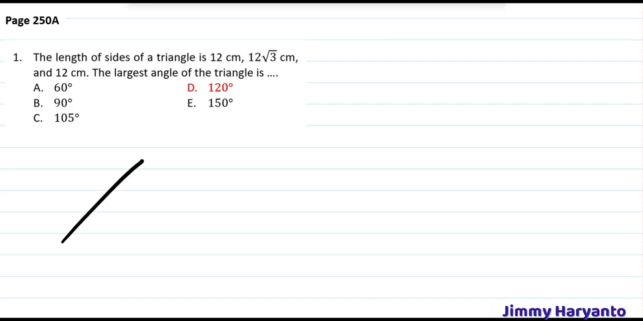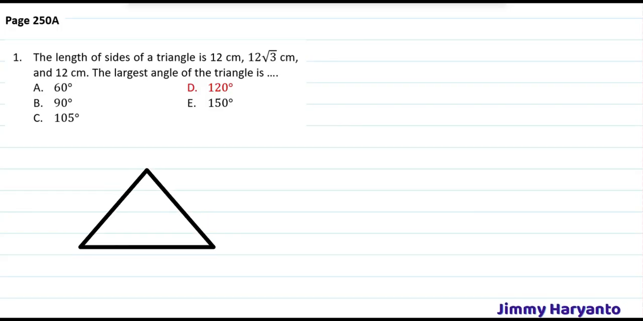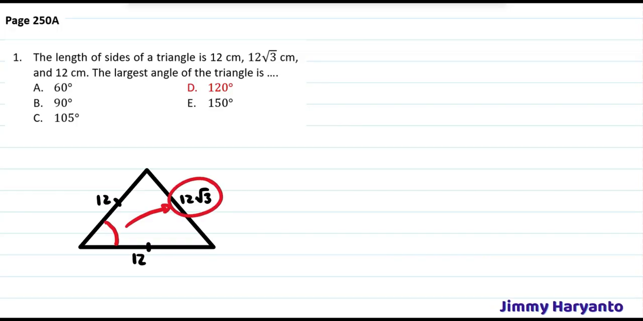And then the next one is page 250. We have the triangle with sides 12, 12 square root of 3, and 12. Okay, as you can see, the triangle is isosceles, but it doesn't matter because the question wants you to find the largest angle. The largest angle will be the one opposite the longest side, which is 12 square root of 3. That means the opposite angle is this one, and this is the largest angle. Okay, I will label it as x.